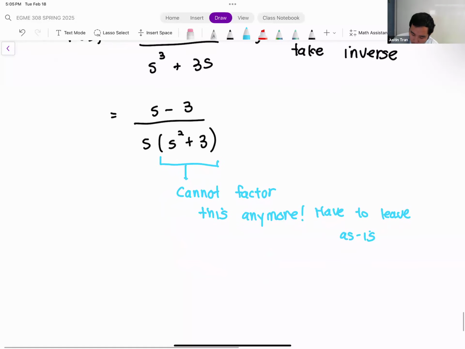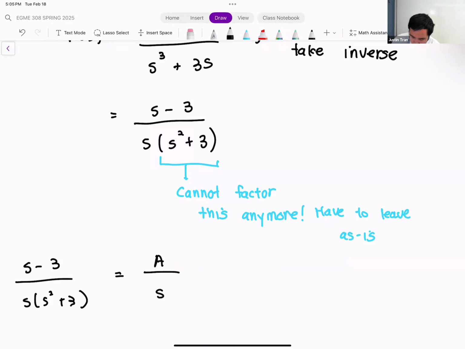And so that means for our decomposition, we have s minus 3 all over s times s squared plus 3. Our decomposition has to account for this. On the one hand, we were able to factor out a 1 over s, so our first term in our decomposition is going to be A over s. And then our second term, since we can't factor that s squared plus 3 anymore, we're going to leave it as it is: s squared plus 3. That's going to be our second term in the decomposition.